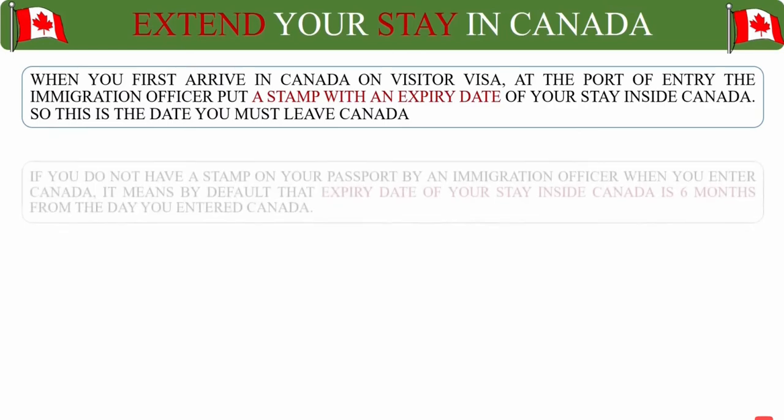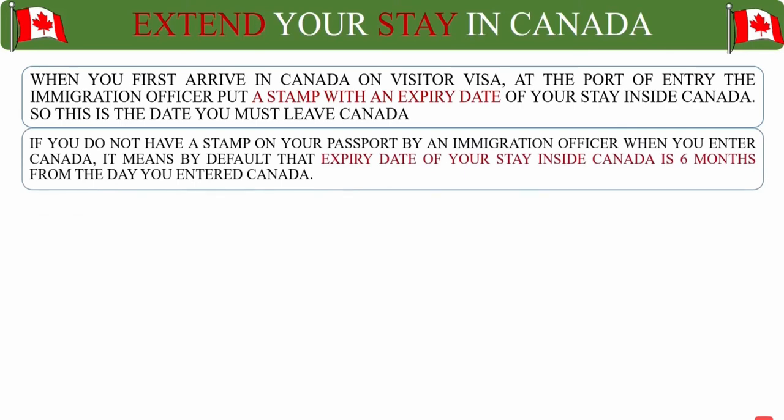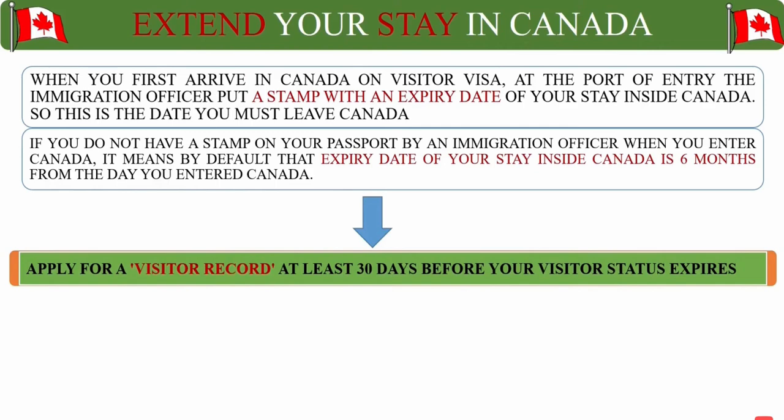If you don't have a stamp on your passport by an immigration officer when you entered Canada, it means by default that the expiry date of your stay inside Canada is 6 months from the day you entered. If you want a visitor visa stay extension, then extension requests are usually made if the applicant cannot return to their home country within 6 months of expiry for a variety of reasons. If you need to stay in Canada for more than 6 months, you must apply for a visitor record at least 30 days before your visitor status expires.